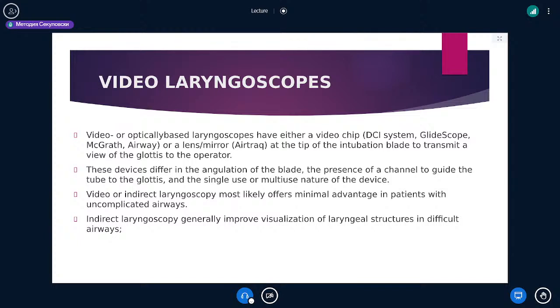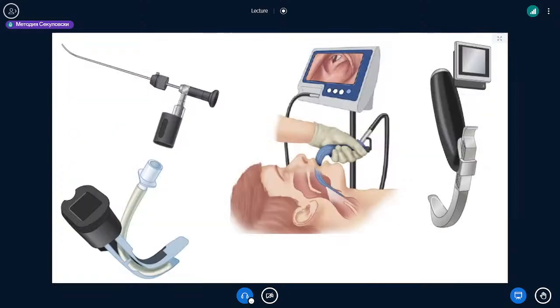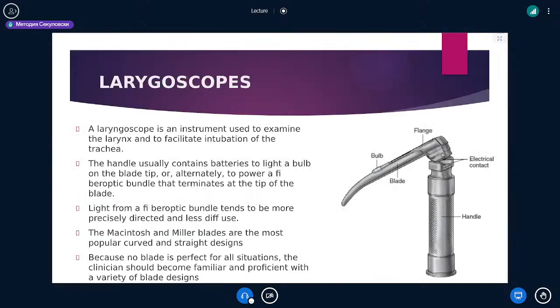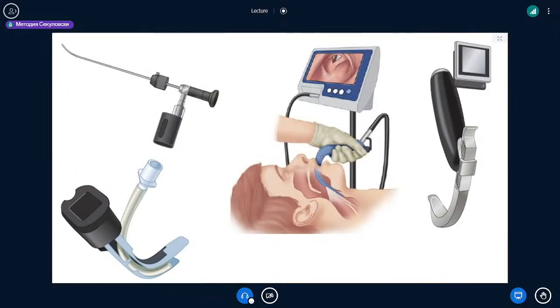You must know the difference between video and direct laryngoscopy. In video laryngoscopy, we see the laryngoscopic view on the monitor. When we are working with a direct laryngoscope, we have the direct laryngoscopic view with our eye. In video laryngoscopy, the view is on the monitor. You don't put your eye in the mouth of the patient.